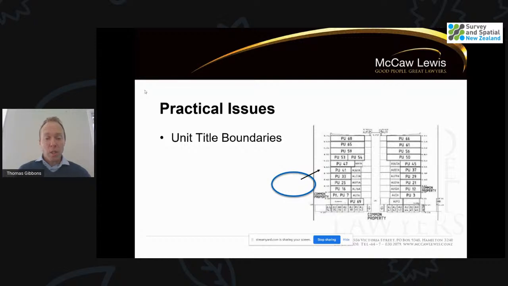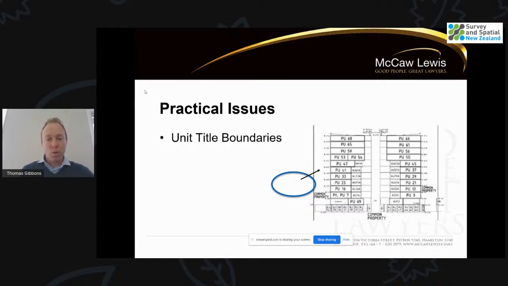Another practical issue I see coming up a lot is around unit title boundaries. And as I've said, I do a lot of unit title work, love them to bits. And one of the issues I do sometimes see on survey plans, particularly older ones, is a lack of definition around exact, precise boundaries. And I'm aware that the old survey rules used to provide for the basic position being the boundary was the midline of the wall.